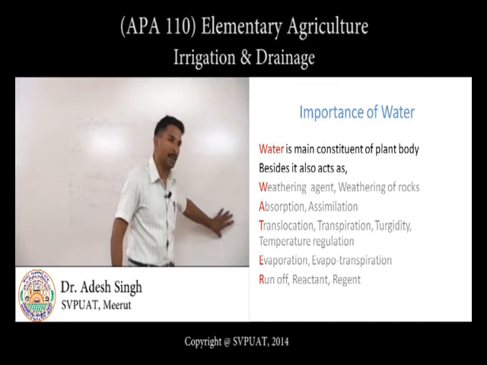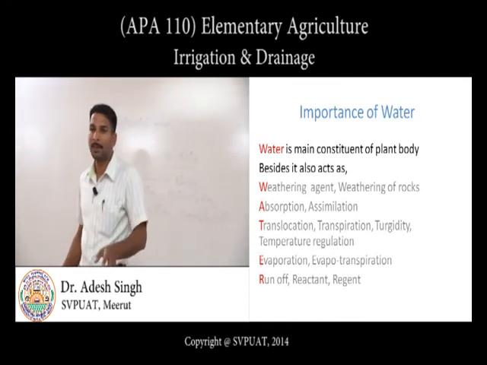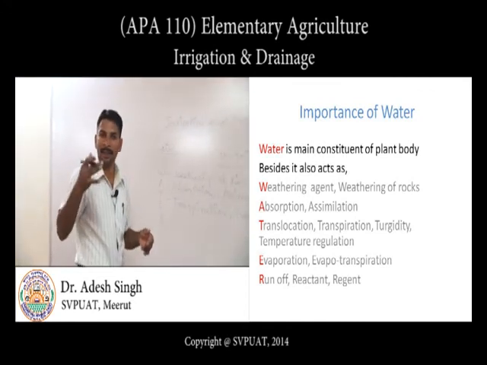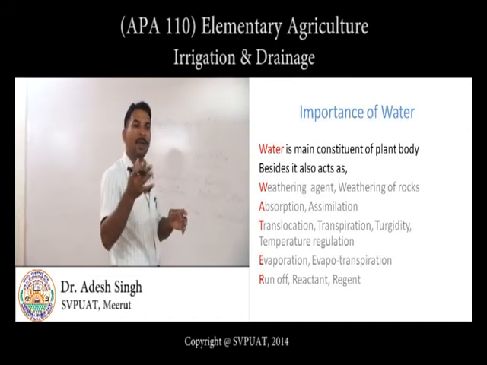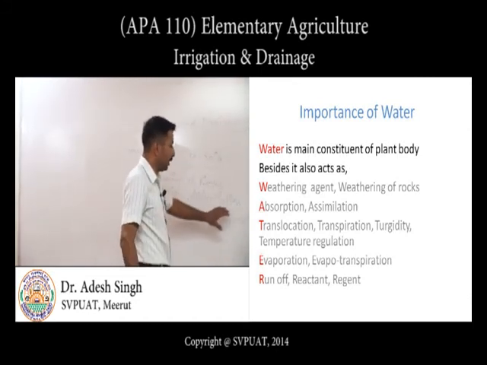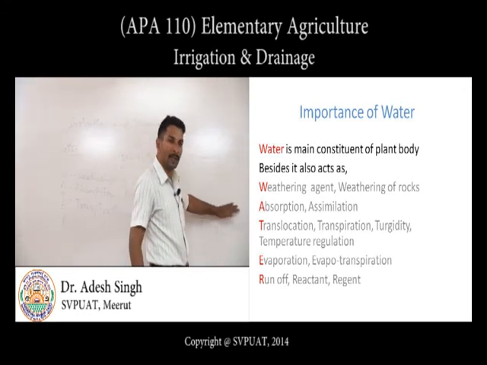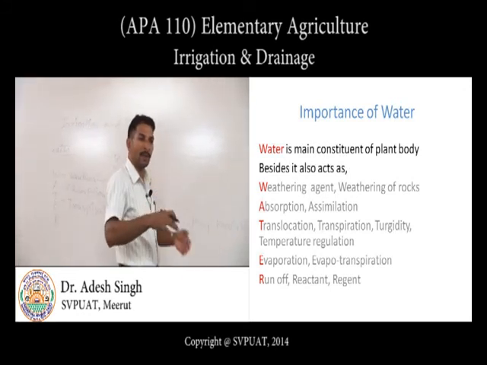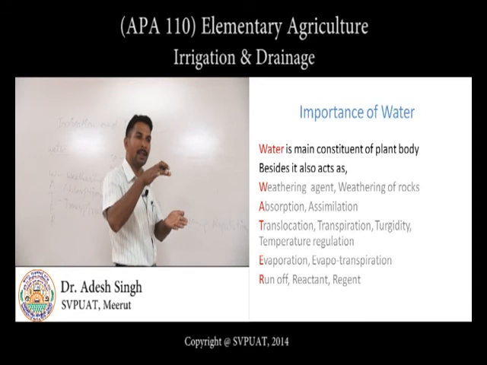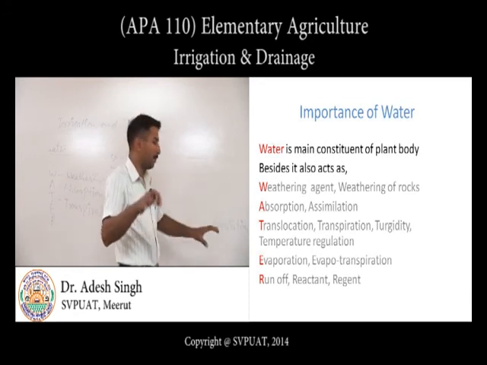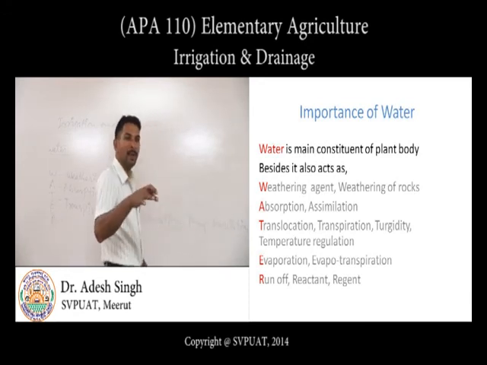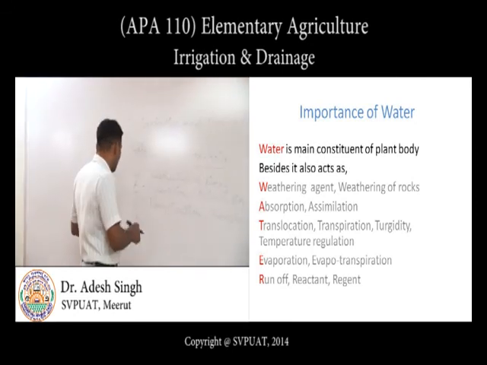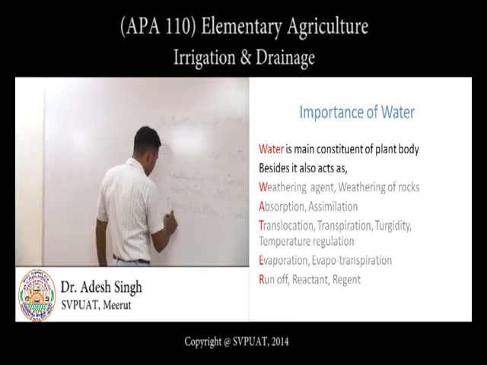And it can also play an important role in the temperature regulation, because the transpiration is the actual process of cooling. Means when the heat from the sunlight is absorbed by the crop plants, then water can affect the plant body and which cool down the temperature of the plant body.